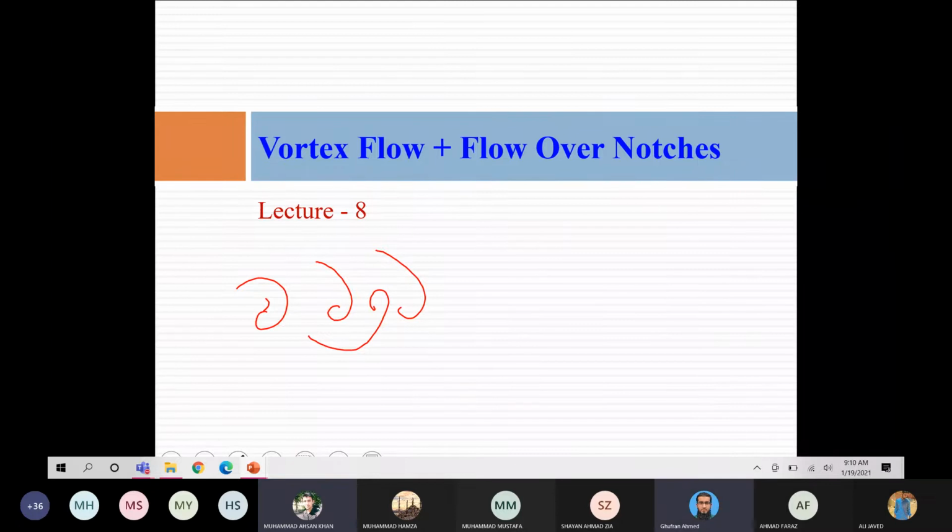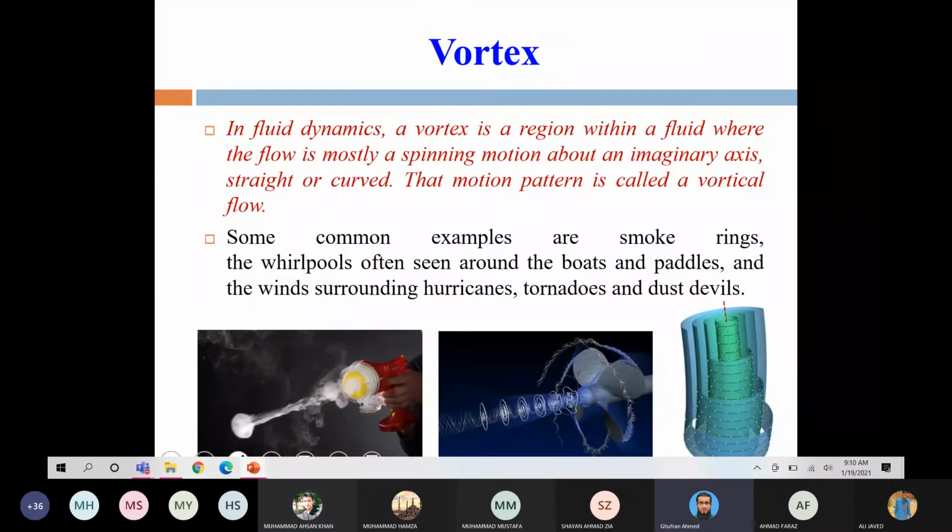Yeah, and there are so many examples related to vortex flow. However, in terms of fluid dynamics, as fluid dynamics covers fluids other than water as well, a vortex is a region within a fluid where the flow is mostly a spinning motion, about an imaginary axis. So we cannot see its axis, but we still see that the fluid is in a moving, or say spinning, state. It can be straight or curved.